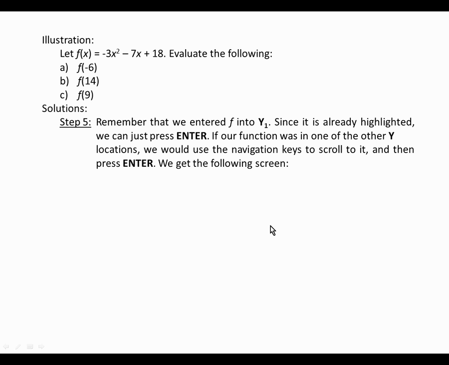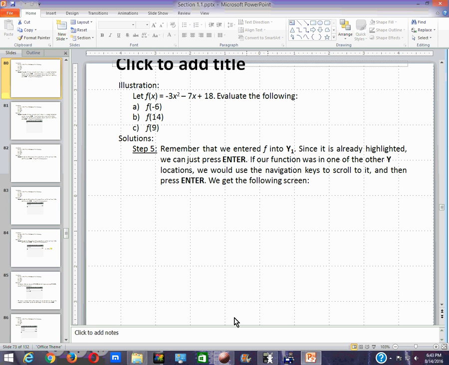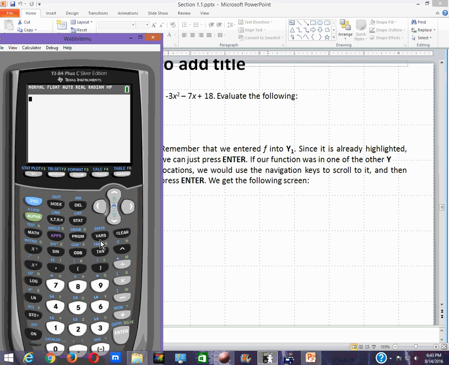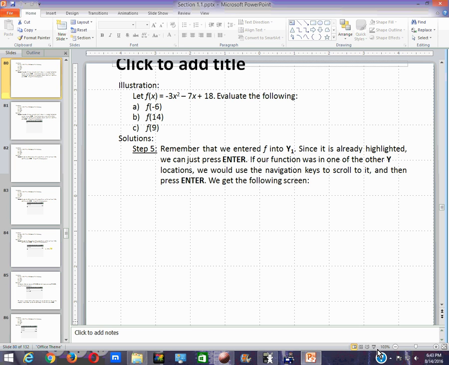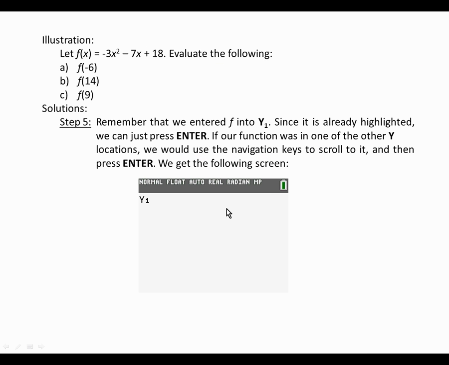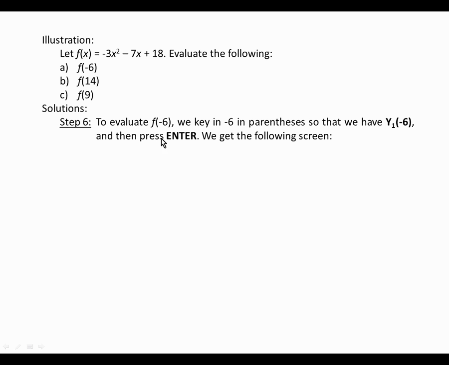Now let me get caught up to where we are on my calculator. Again, VARS. Scroll over to Y VARS. I'm doing a function. It's in Y1, so just press Enter. And now I have this screen. I'm getting ready to evaluate Y1 at something. Now remember, part A is f of -6, which in the calculator's notation would be Y1 of -6. Notice the argument for the function is in parentheses; you do the same thing with the calculator. So for step 6, to evaluate f of -6, we key in -6 in parentheses. So we're going to have this.